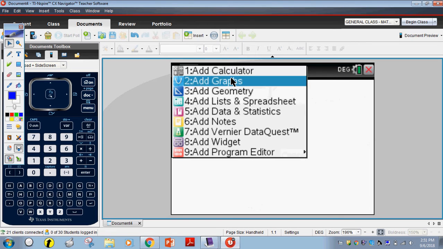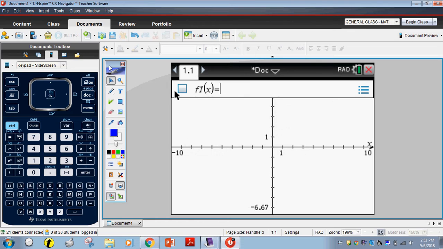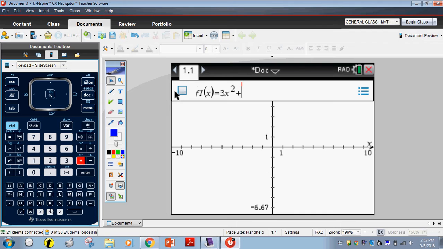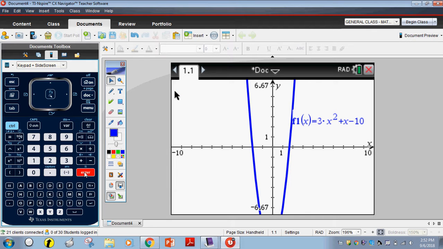And I'm going to add the graph. So I'm going to actually go ahead and graph 3x squared plus x minus 10. And there is my graph. Okay? Sometimes it is easy to count and see if I did it right. So which one of my x's can I easily count to? Negative 2. I can easily count to negative 2, right? Because it's right there. Boom, boom.